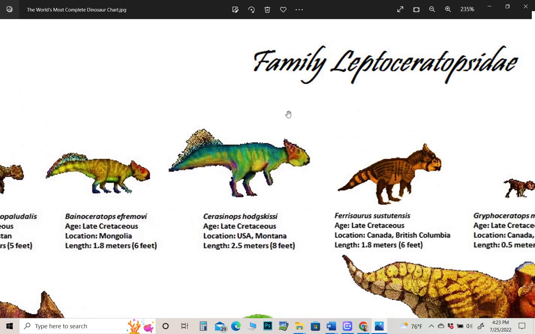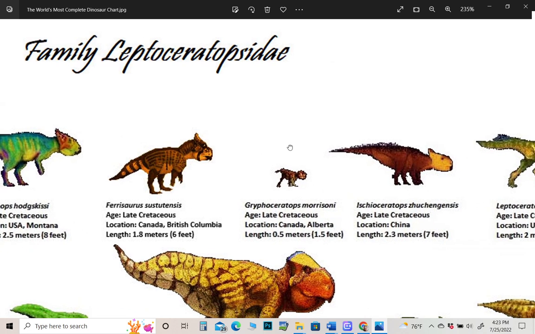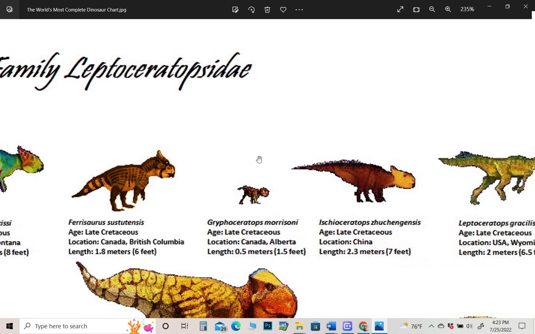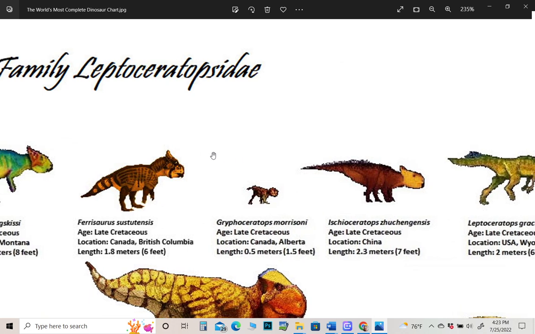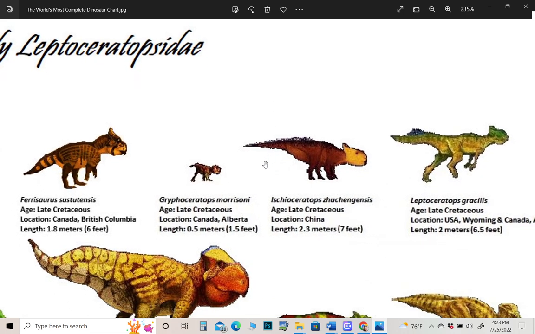Aegiaceratops, Binoceratops, Cerasinops, Fairysaurus, which is kind of unique because my dad comes from British Columbia, and this is the only dinosaur discovered in British Columbia, unique to British Columbia at least. I think they found some dinosaurs there, but not unique ones. This one is unique to British Columbia, so it's kind of cool because it's where my dad's from.